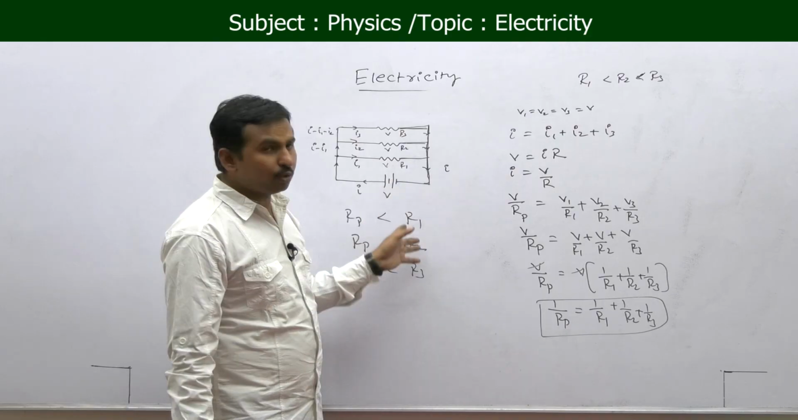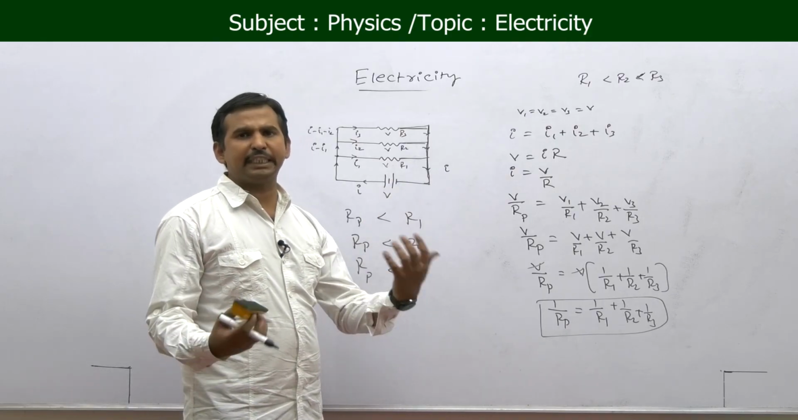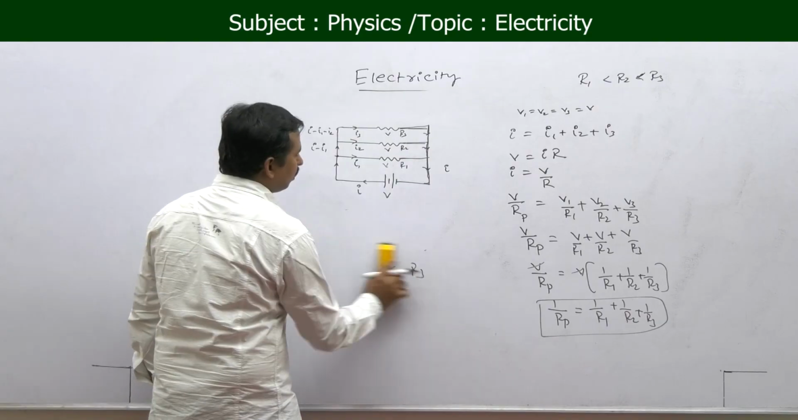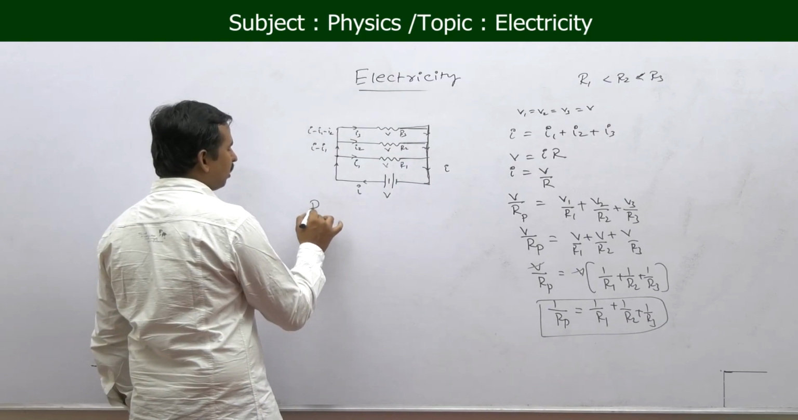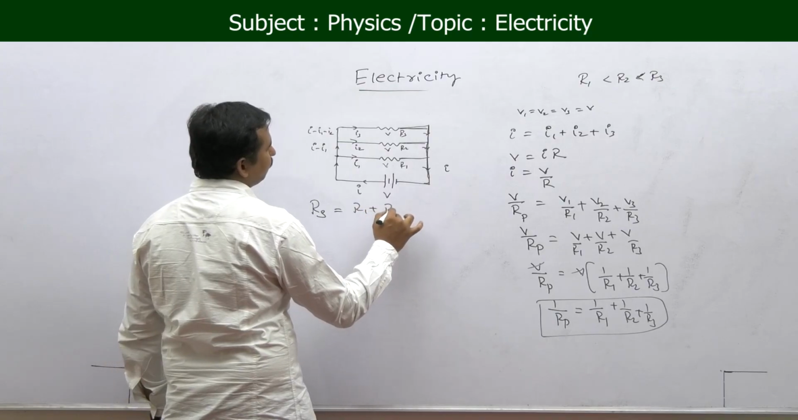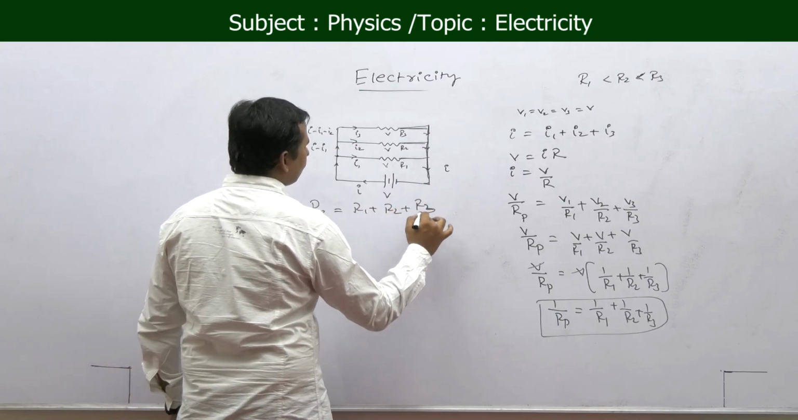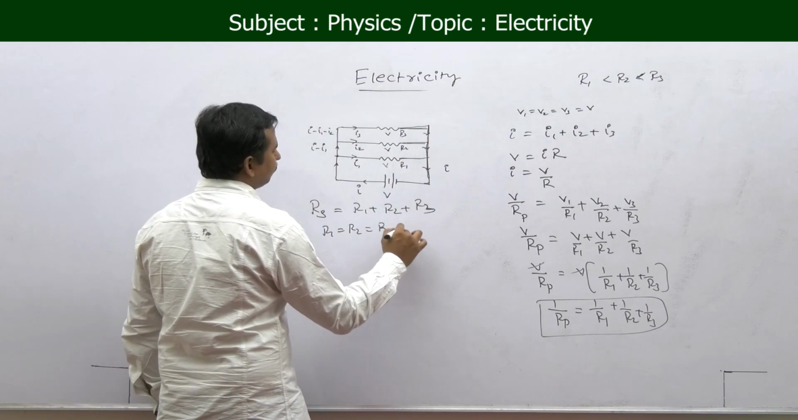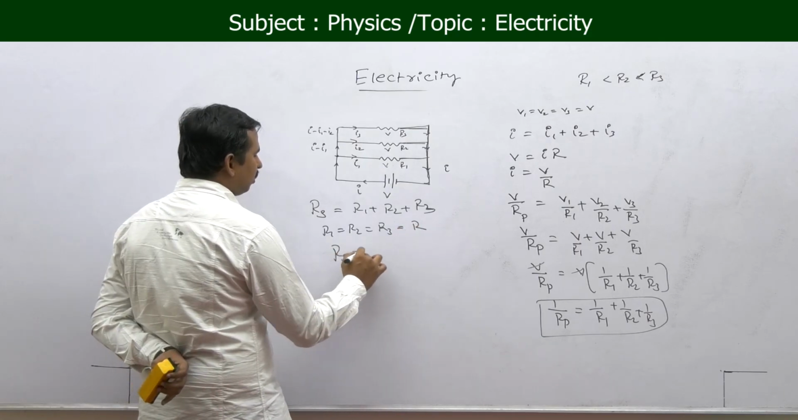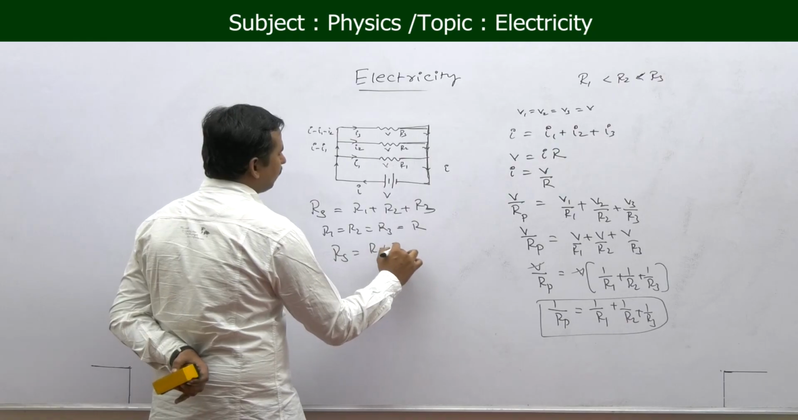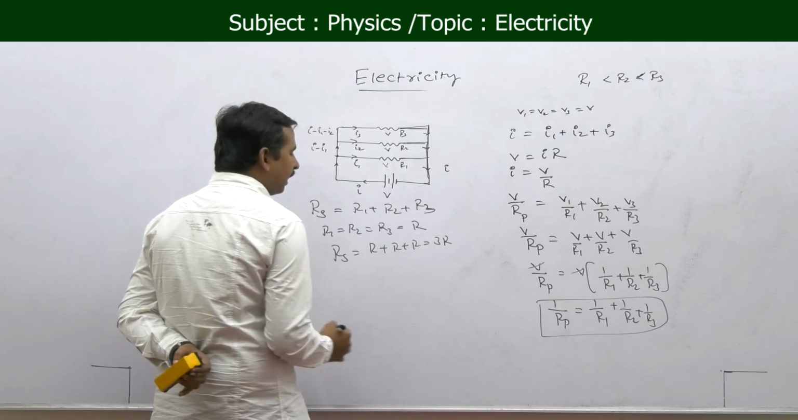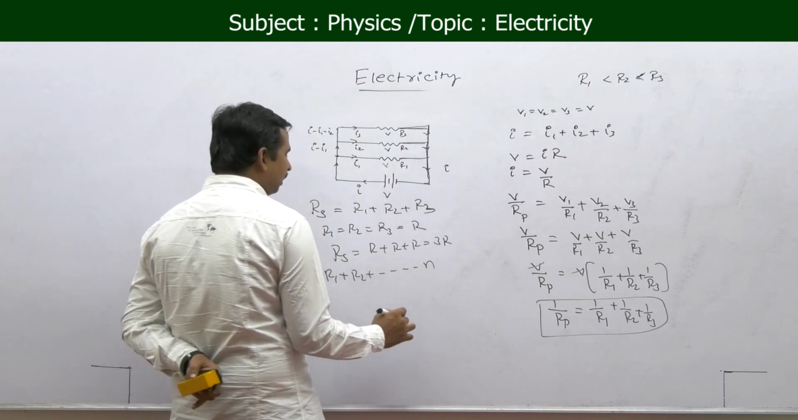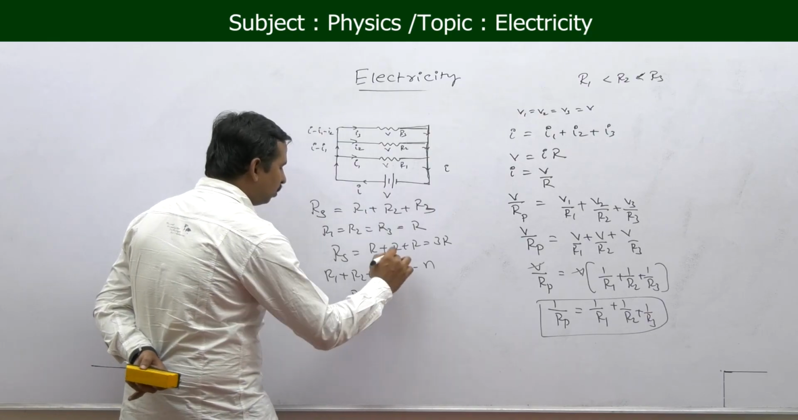Suppose you are not using three different resistors R1, R2, R3, but want to use the same resistance for all three. For example, as we got in the series connection, Rs equals R1 plus R2 plus R3 for three resistances. If R1, R2, R3 are the same, then Rs is equal to R plus R plus R, which becomes 3R. Like this, if you are using N resistors, R1 plus R2 up to N, then it becomes Rs equal to NR.